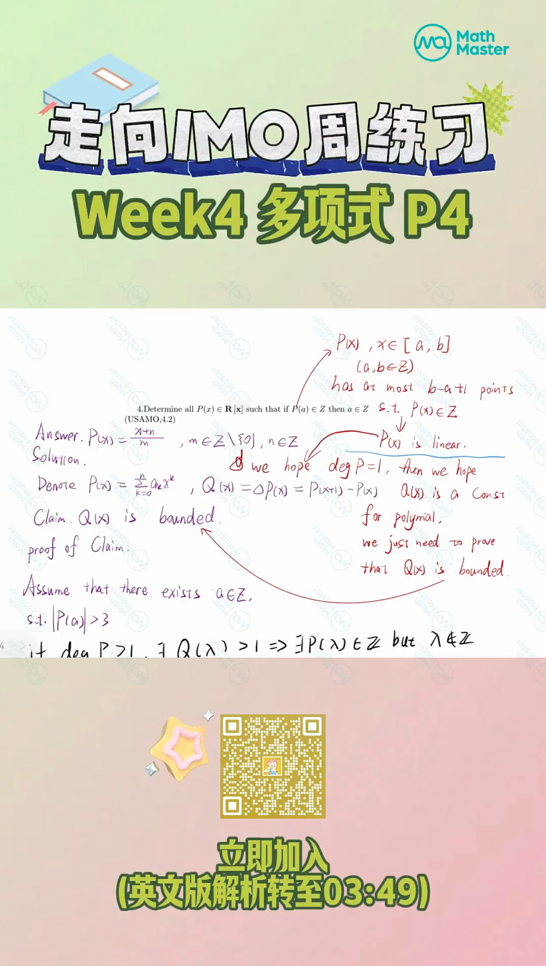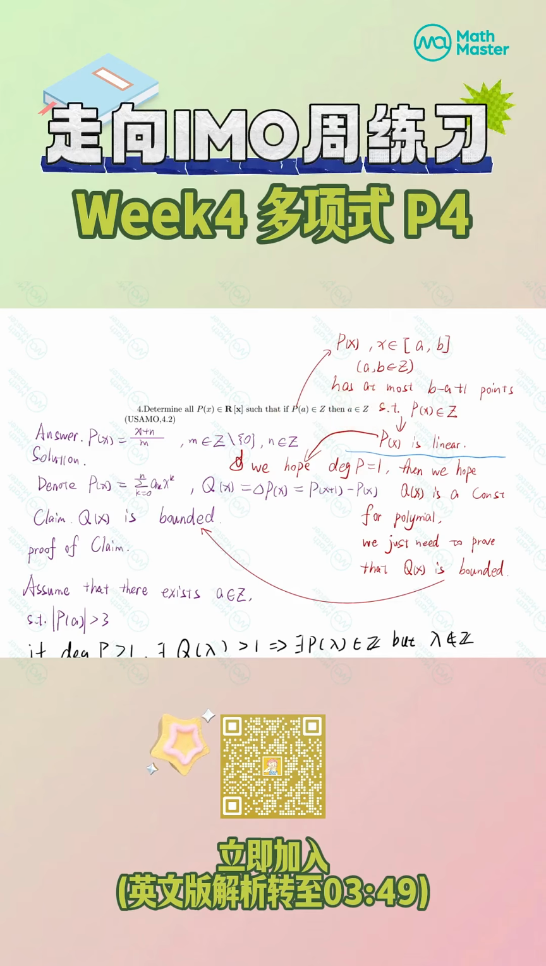The last question is to find all real coefficient polynomials P(x) satisfying this condition: if the value of this function is an integer, then it will be like this. The a must also be an integer, and the answer is that P(x) is equal to mx plus n, where m can take all integers except 0, and n can take all integers.